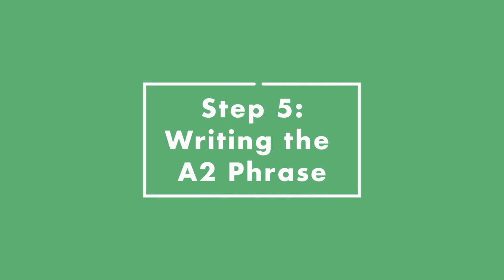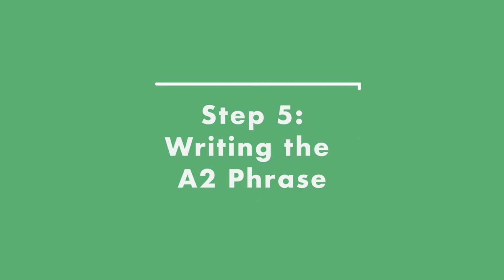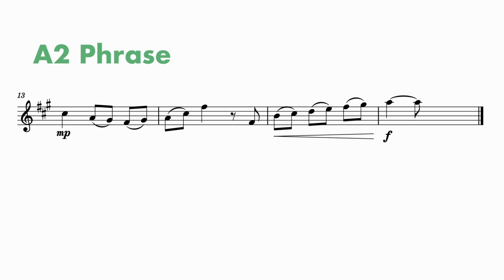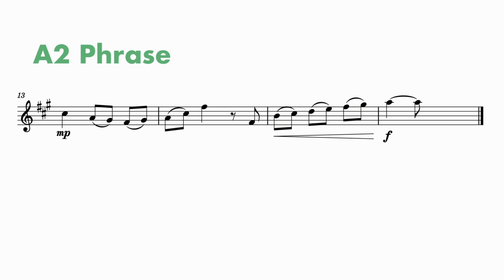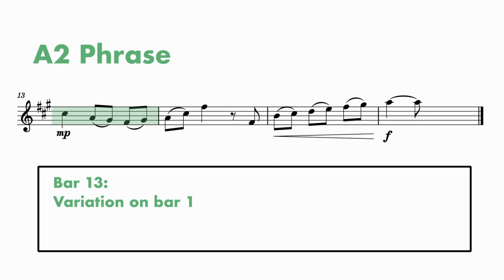And finally, we have our A2 phrase. Let's have a listen. So bar 13 is a variation on bar 1. I've omitted the dotted rhythm and I've gone for quavers on beats 2 and 3.